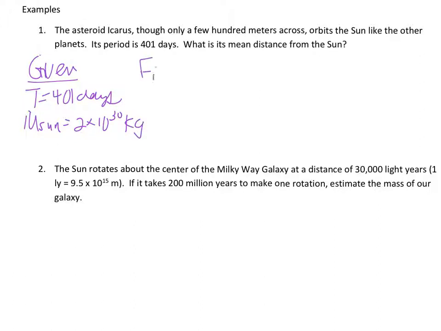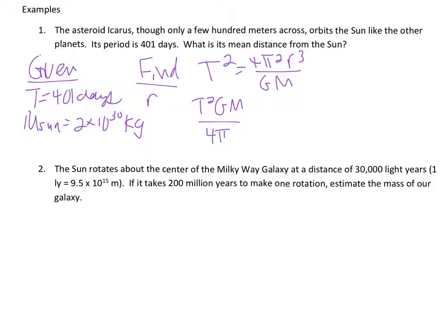And we are looking for radius, distance. So given a period and a mass, looking for the distance, we're going to use Kepler's third law. T squared equals 4 pi squared r cubed over GM. Rearranging this to solve for r, we get T squared GM over 4 pi squared equals r cubed. We need T in seconds. So converting days to seconds, you're going to do 401 days times 24 hours in 1 day times 3,600 seconds in 1 hour.